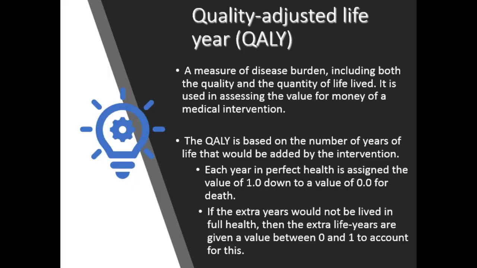So with a QALY, what we're doing is we're looking at interventions and looking at each year of life added because of the intervention. And each year of perfect health is assigned the value of 1, down to a 0 for death. If the extra years would not be lived in full health, then the extra life years are given a value between 0 and 1.